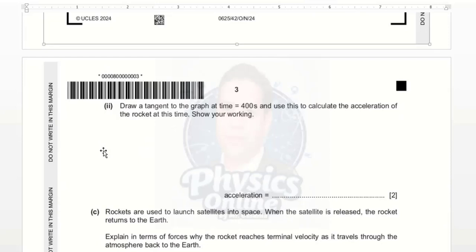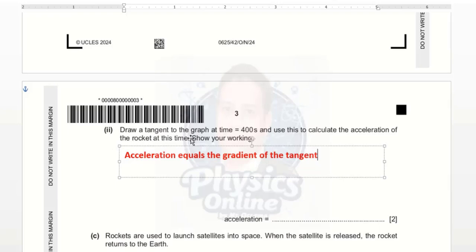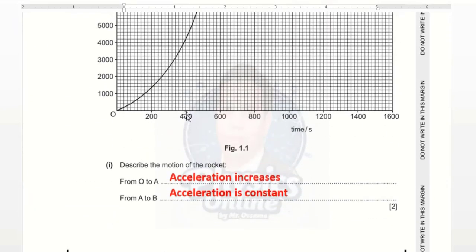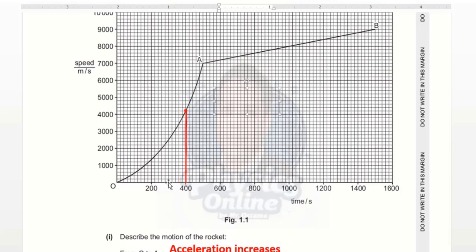Draw a tangent to the graph at time equals 400 and use this to calculate the acceleration of the rocket at this time. Show your work. Well, acceleration equals the gradient of the tangent. So at this point 400, we will draw a line here, and this line intersects with the curve at this point. From this point we will draw the tangent. A tangent is a straight line that touches the curve without intersecting it. So it looks like this.